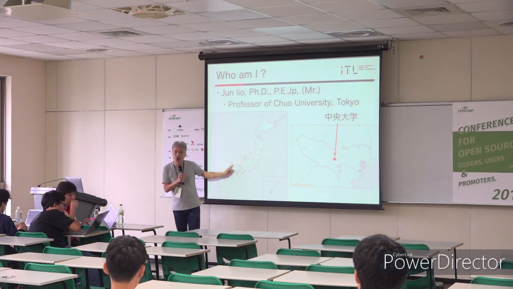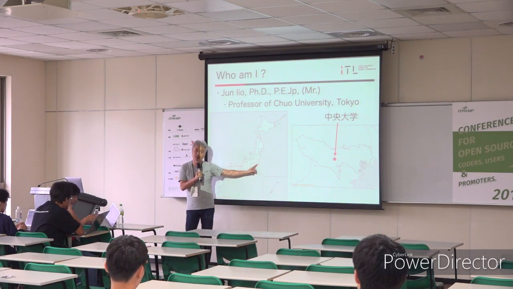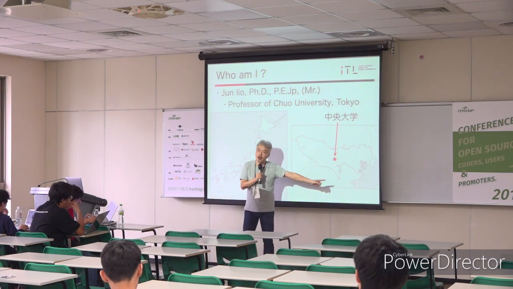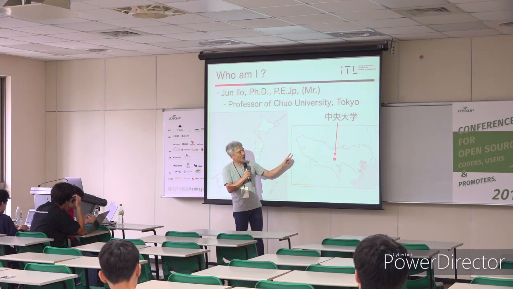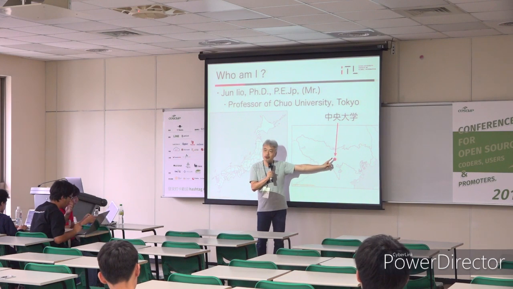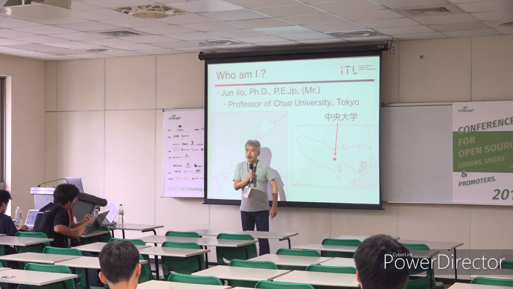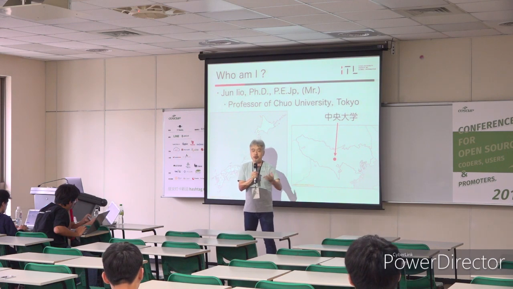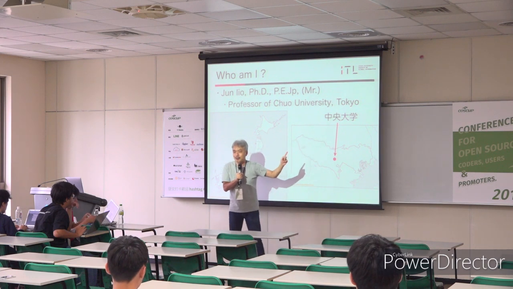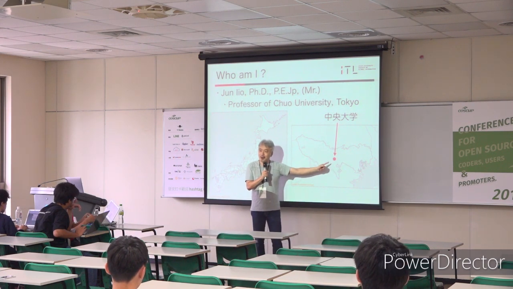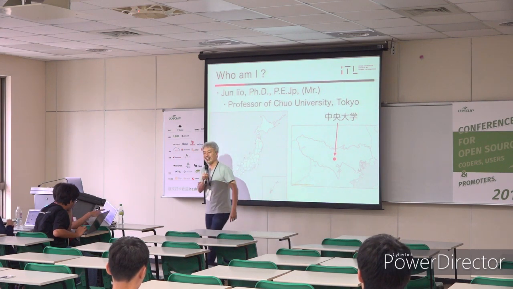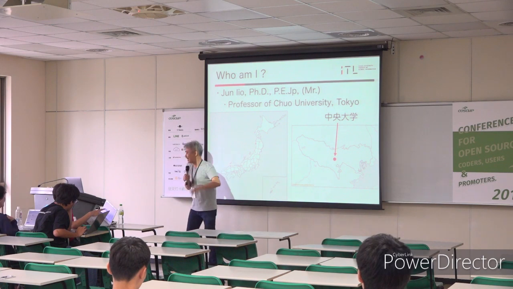Here you can see the map of Japan. You can see the Tokyo metropolitan area. This is the magnitude of the area of Tokyo Prefecture. And my university, Chuo University, is located here. I believe all of you understand the meaning of Chuo. Chuo means the center. My university is located in the center of Tokyo. That's why the name. Just kidding.